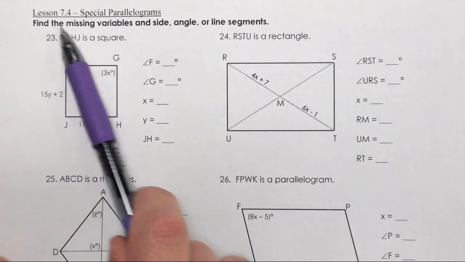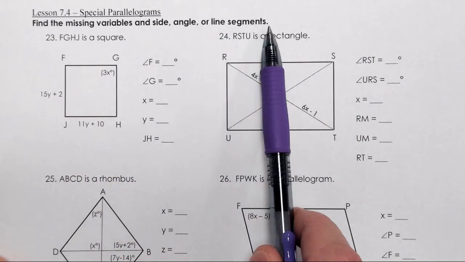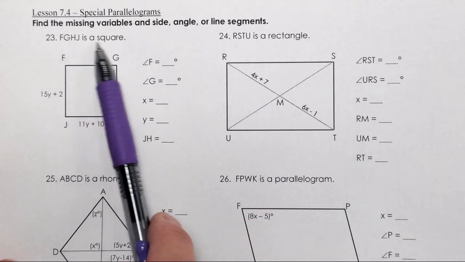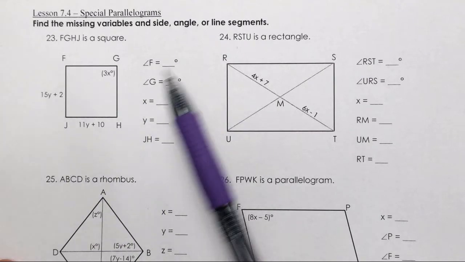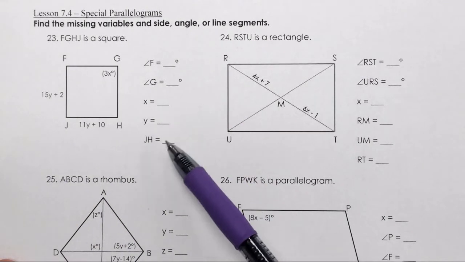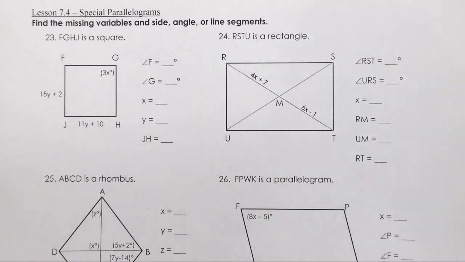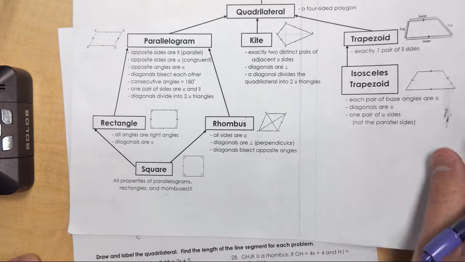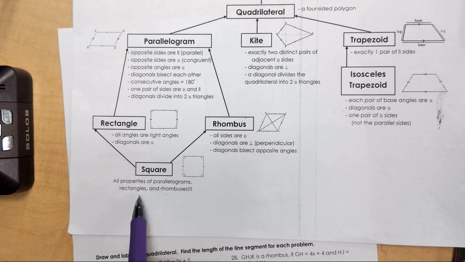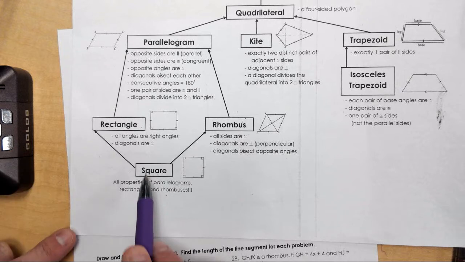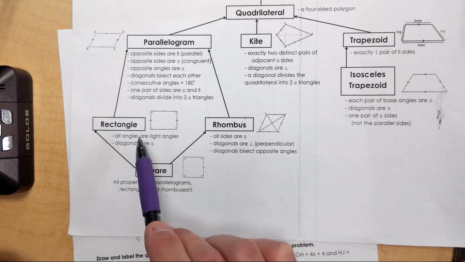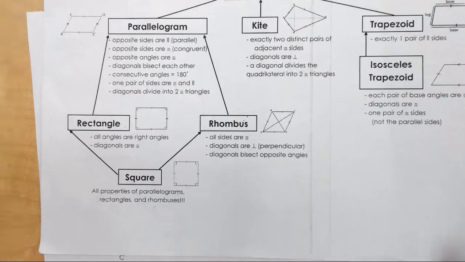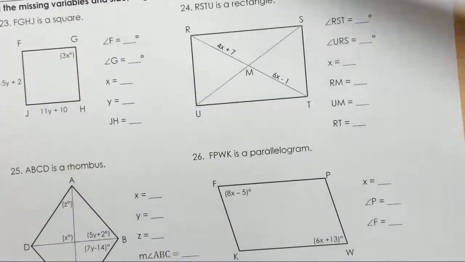So starting off here, it says find the missing variables and side, angle, or line segments. So first problem is we have a square. It's called FGHJ, is a square, FGH and J. And we've got a couple angle measures we need to find, a couple variables, and a side length. Now keep in mind, the quadrilateral flowchart is very useful and helpful. So just to remind you that a square has all the properties of parallelograms, rectangles, and rhombuses. So all 7 properties of parallelograms, 2 properties of rectangles, and these 3 properties of rhombuses, all 12 of these. So I'm going to use this to solve several problems here.